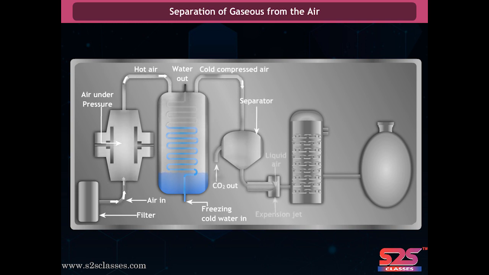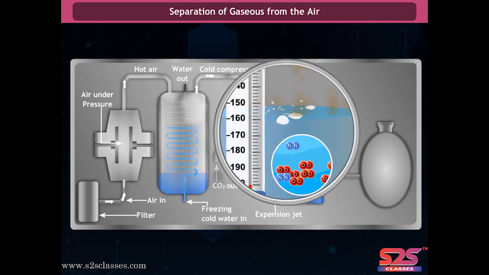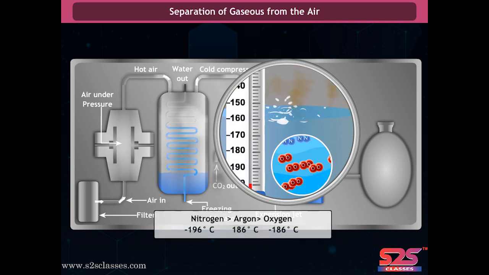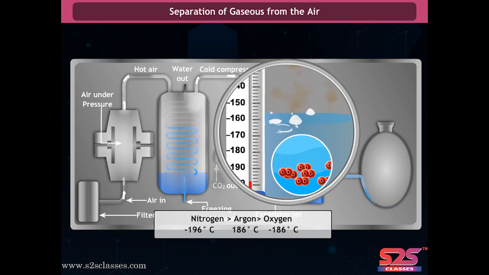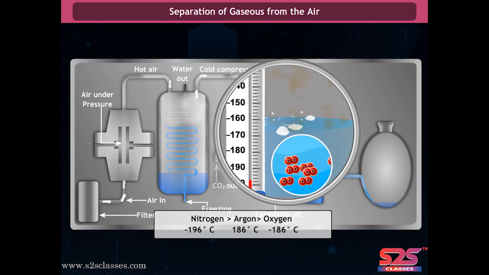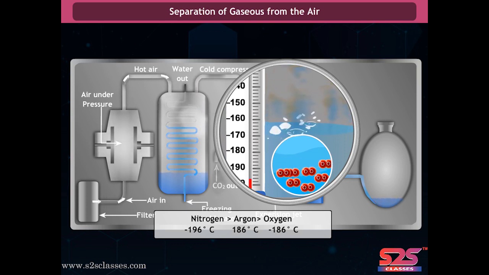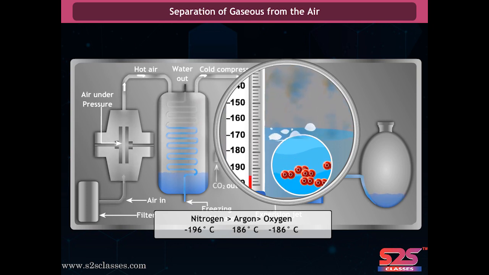By this time, most of the gases in the air have been liquefied, except neon and helium. The liquid air is pale blue in color due to the presence of liquid oxygen. It is passed through the fractionating column, where it is slowly heated. The first gas to boil off is nitrogen at -196 degrees Celsius. When all the nitrogen has been converted to gas, the temperature begins to rise again.